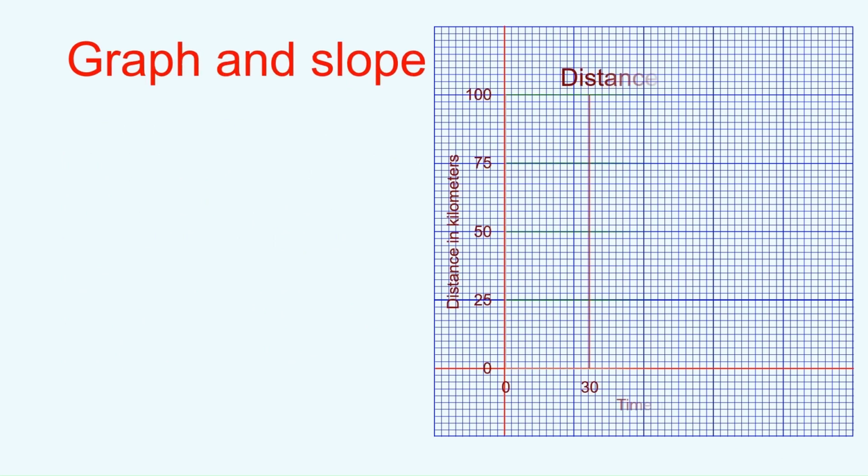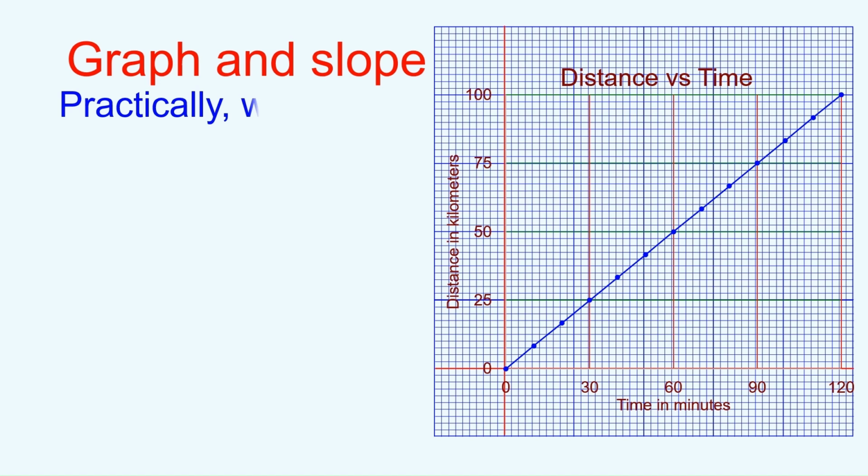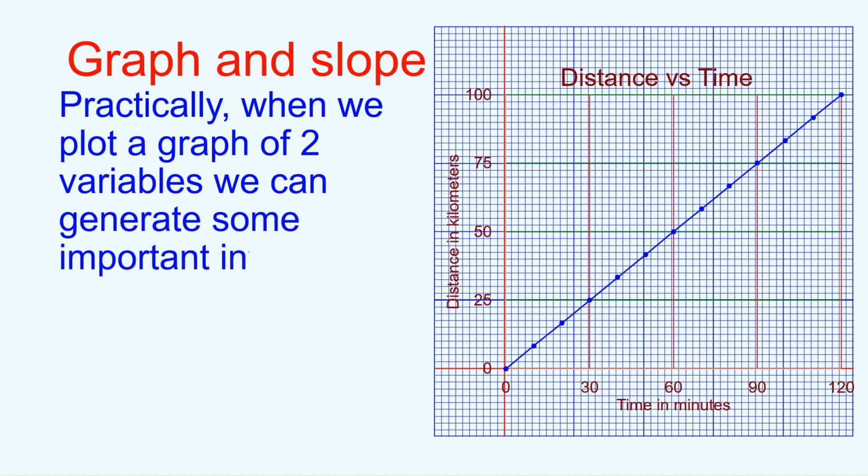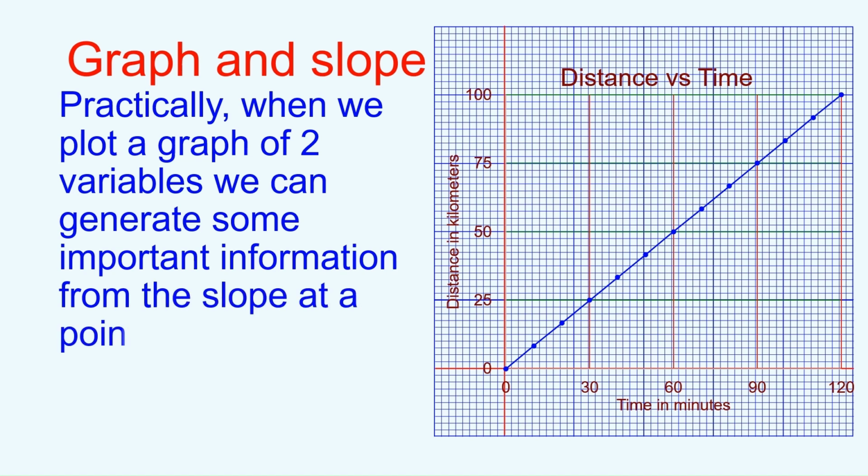Graph and slope. Here we draw a graph of distance versus time of a train movement. Practically, when we plot a graph of two variables, we can generate some important information from the slope at a point on the graph curve.